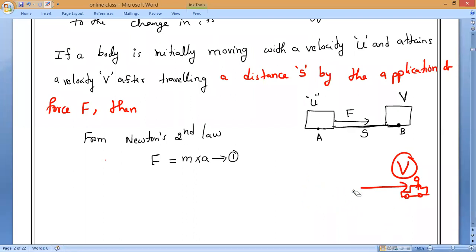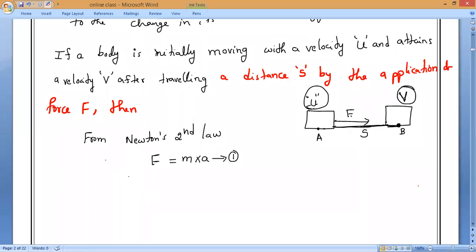In the kinetic energy derivation, we initially consider the body at rest, and due to applying force, the body attains some velocity. So the initial velocity is zero there. But here, the body already has some initial velocity, and due to the applied force, it attains some other velocity. That is what I am saying. Is it okay? Everybody clear?